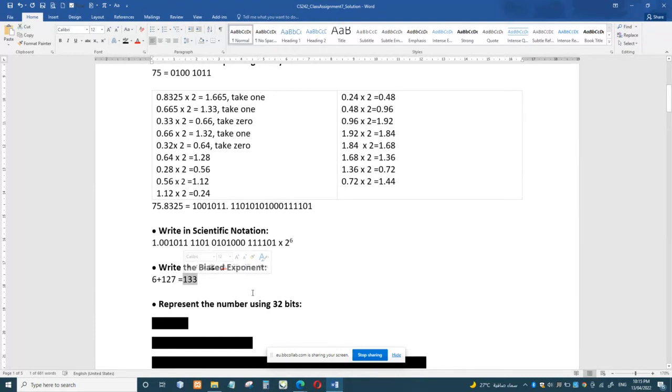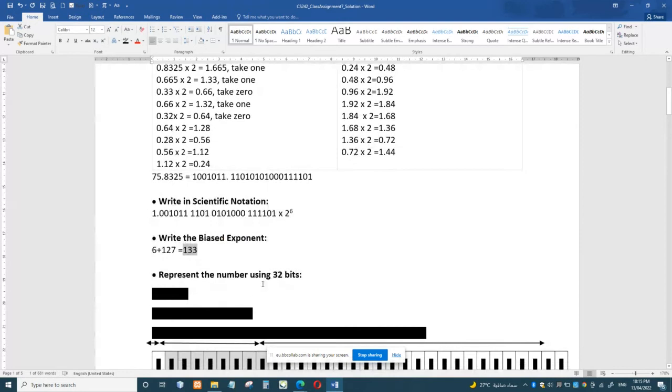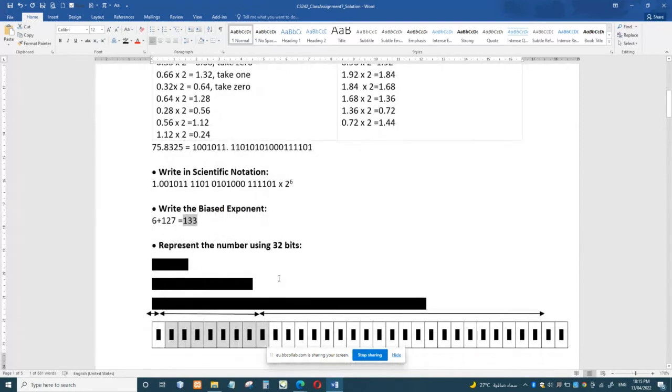So when we are going to store it in our computer memory, we'll store the biased exponent. We are not going to store the original exponent. Remember one thing, we are going to store the biased exponent, not the original exponent. So 133 will be stored in the exponent part. As you know, 1 bit is for the sign, 8 bits for the exponent, and the remaining 23 bits for the mantissa or fraction. So these 8 bits will be used to represent the value 133.